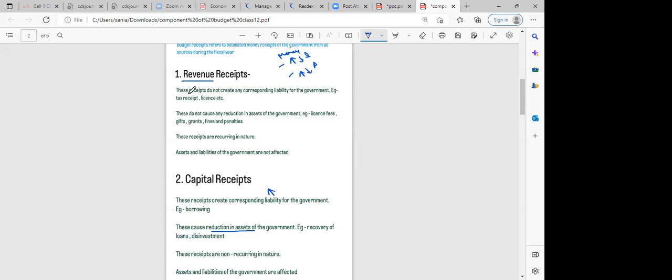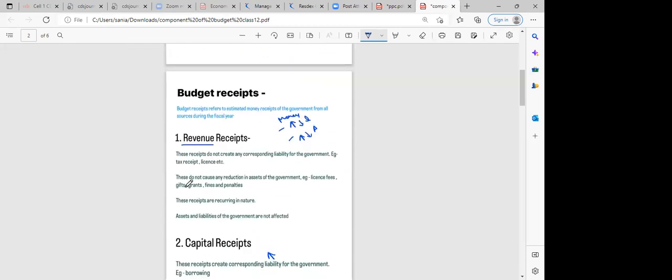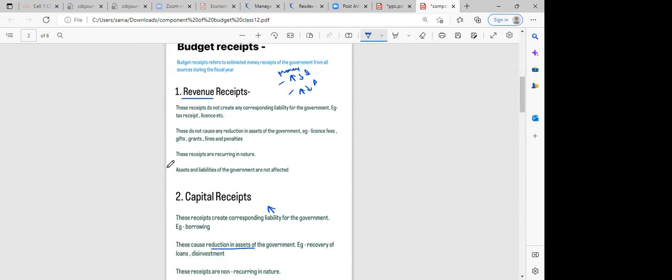Here, as it is written, these receipts do not create any liability, and they do not create any reduction in asset. Definitely, I told you, if you are getting money, you have to sell your assets, you have to sell your products, right? But here there is no reduction, no decrease in your assets. And these are recurring again and again. For example, you got a gift.